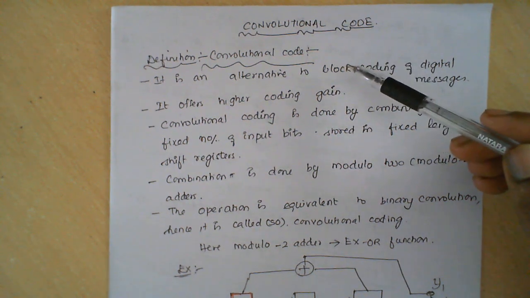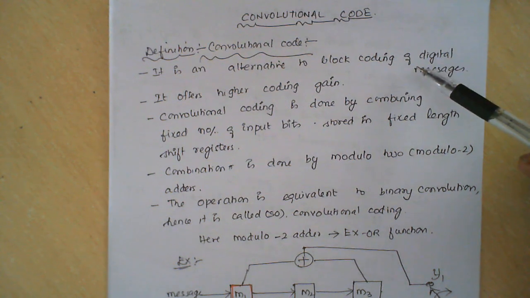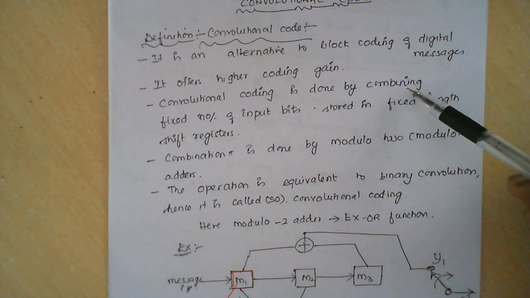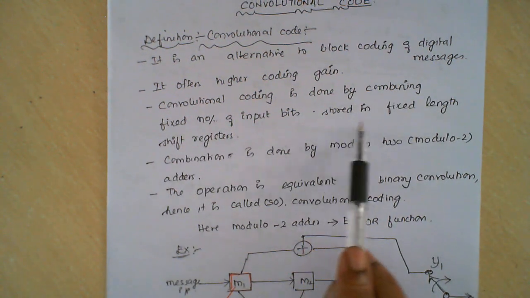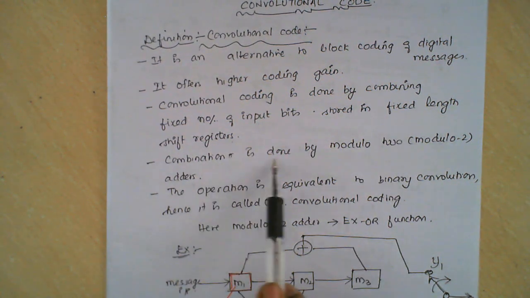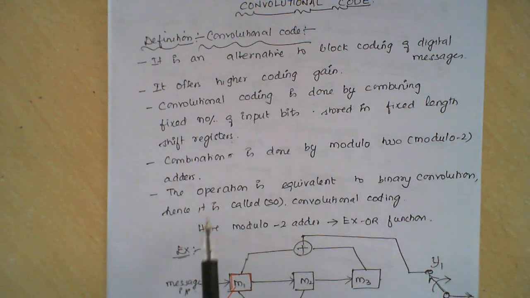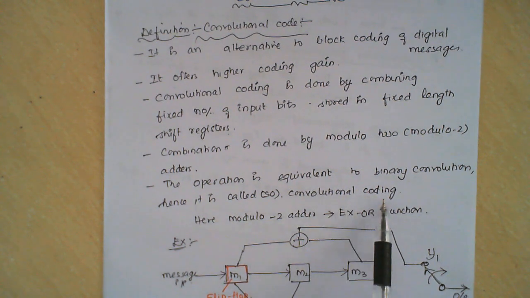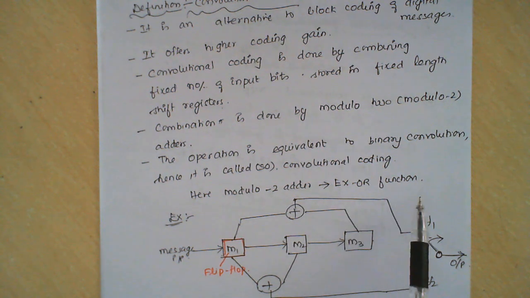So first you need to know what is a convolution code. This is an alternative for block coding techniques which offers a high coding gain. This convolution coding is done by combining the fixed number of input bits stored in the fixed length of shift registers. This combination is done by modulo 2 addition, that is nothing but an XOR function. The operation is equivalent to binary convolution, hence it is called convolution codes. So as I said, this modulo 2 adder is nothing but an XOR function.